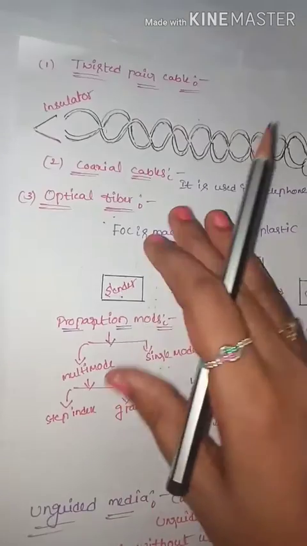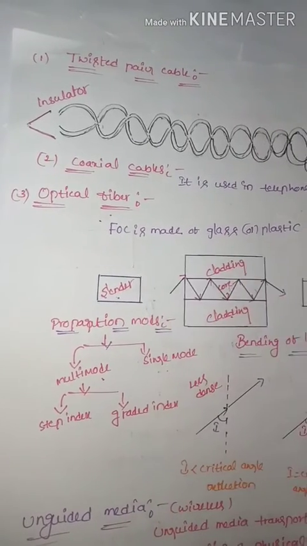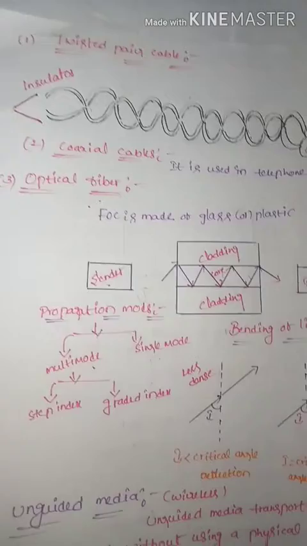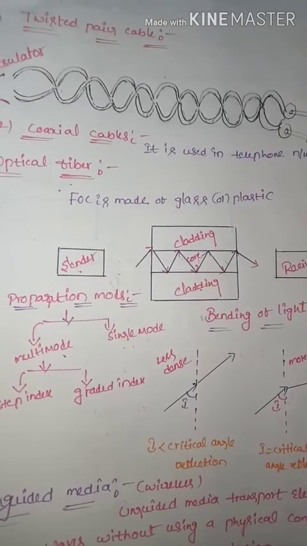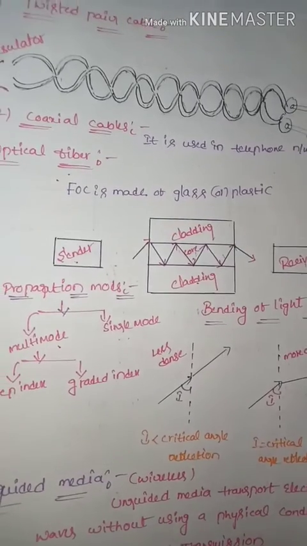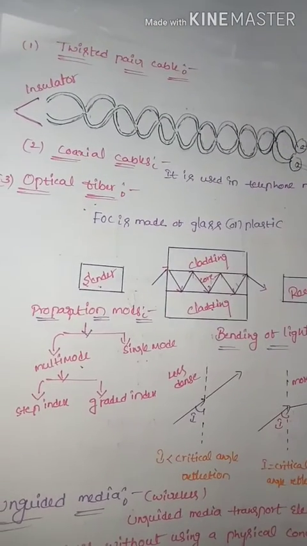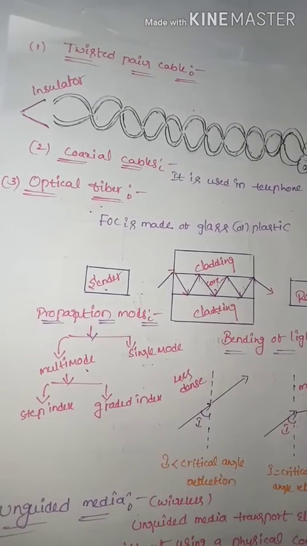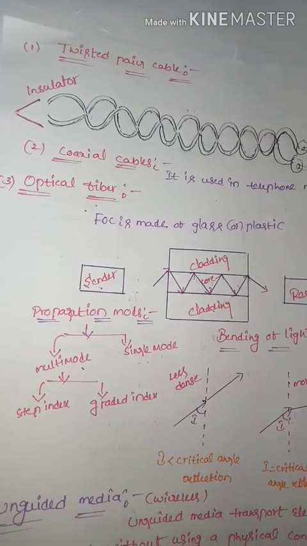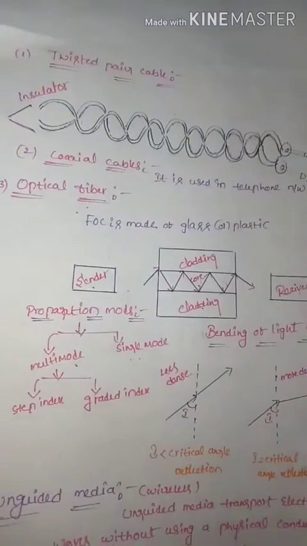Coming to the coaxial cables, coaxial cables carry signals of higher frequency ranges than twisted pair cables. Coaxial cables are used in analog telephone networks. Another application of coaxial cables is traditional Ethernet local area networks.